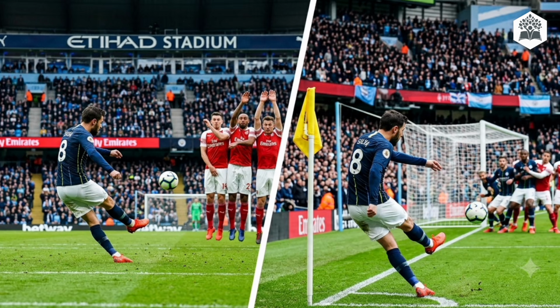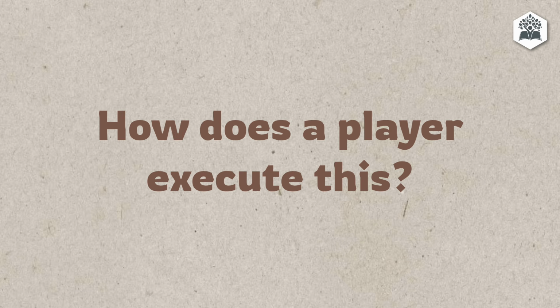A banana kick in football is a technique where a player strikes the ball in a way that causes the ball to travel in a curved or swerving trajectory through the air, resembling the shape of a banana. It is commonly used in free kicks and corner kicks to navigate the ball around defensive walls or to curl it into a specific part of the goal that a goalkeeper might struggle to reach. So how does a player actually execute this?